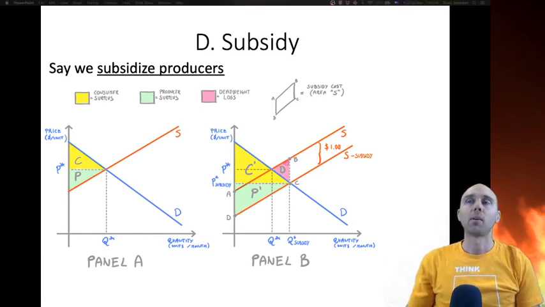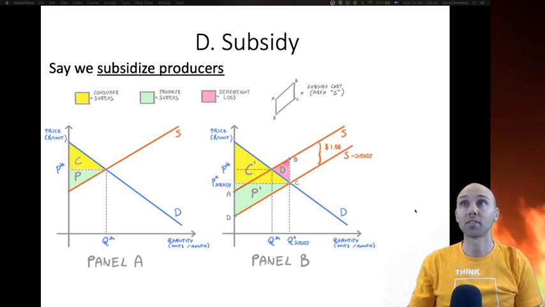On the right, we see what happens when the government imposes a subsidy of $1 per unit. $1 per unit effectively makes the marginal cost $1 cheaper per unit. So that means for every given unit, it's now $1 cheaper to produce, so we can move that supply curve down by $1. As we see here, we've moved the supply curve down by $1. When we do that, we end up at point C.